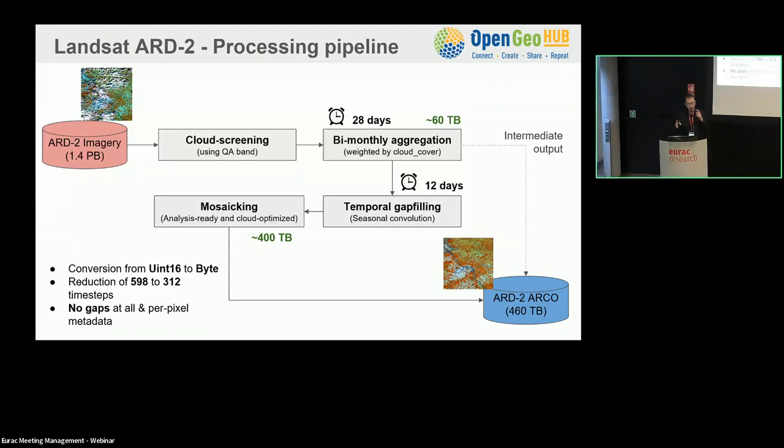So we want to produce a compressed version of this archive, but more easy to access and easy to integrate in these different machine learning pipelines. So the data is there, you can access it per tile, for example, but we still need to do all these pre-processing steps depending on the application that you want to run.